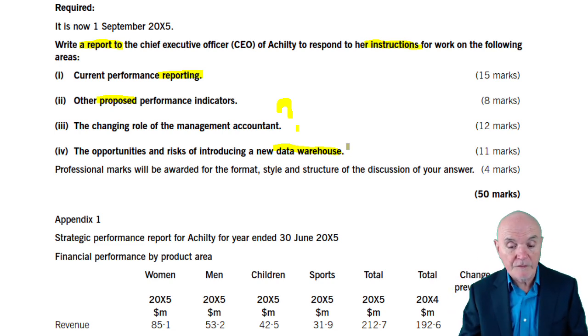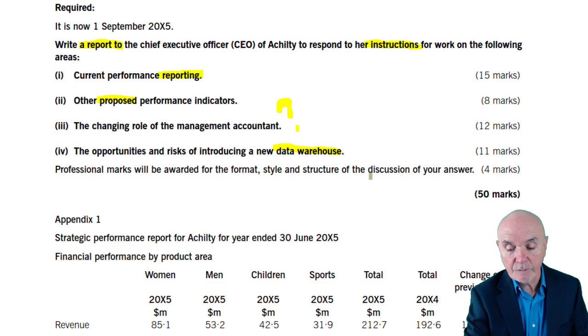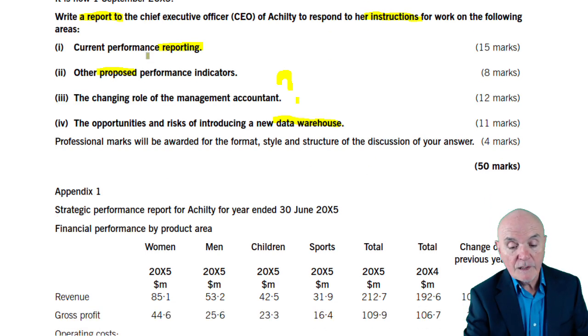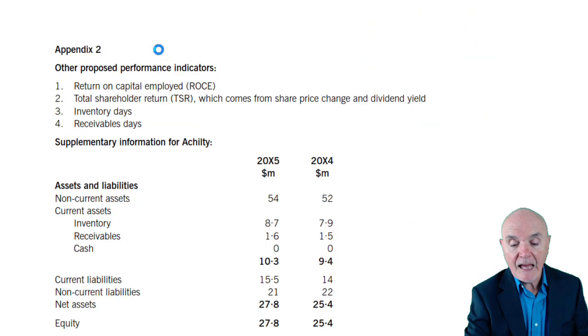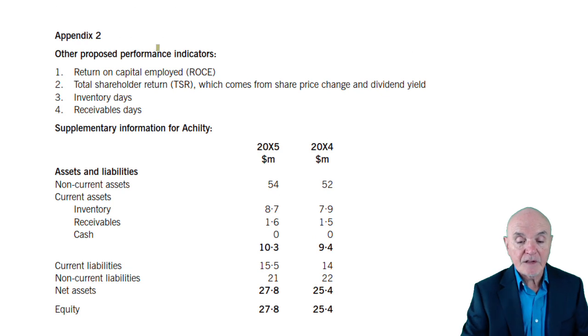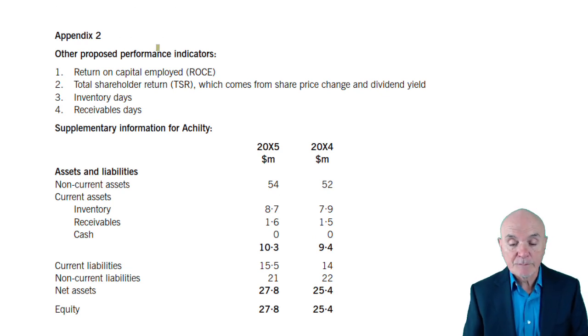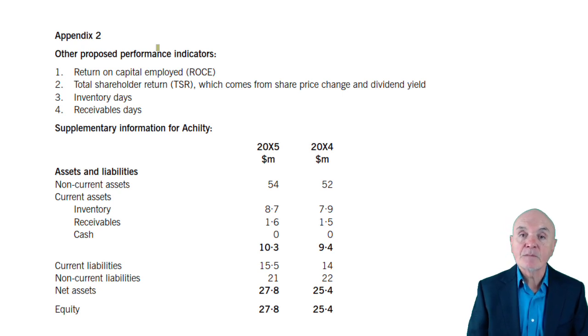Professional marks will be awarded for format, style, structure, and so on there. 4 of those. We have 2 appendices, one giving a strategic performance report, second one, appendix 2, other proposed performance indicators, and then there's some supplementary information.